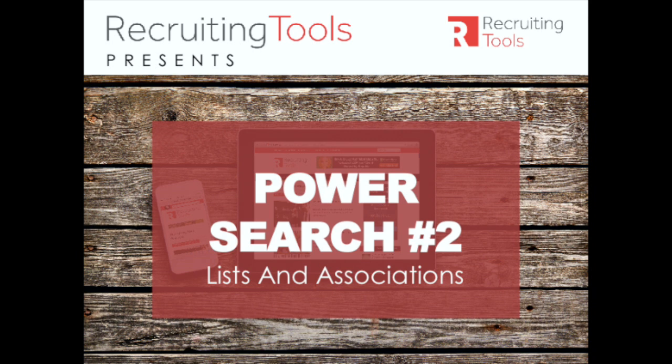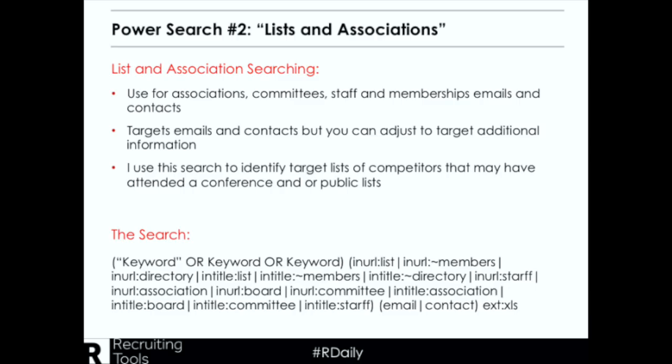For Power Search number 2, we're going to be looking at lists and associations. The search here, if you look below, is an example where you want to look at various keywords, very much like the previous Power Search that we looked at. But we're going to add some keywords to help us make sure that we're not wasting time with our search.